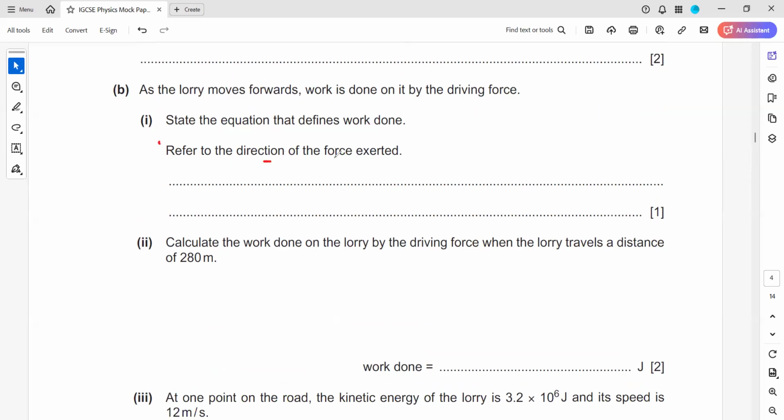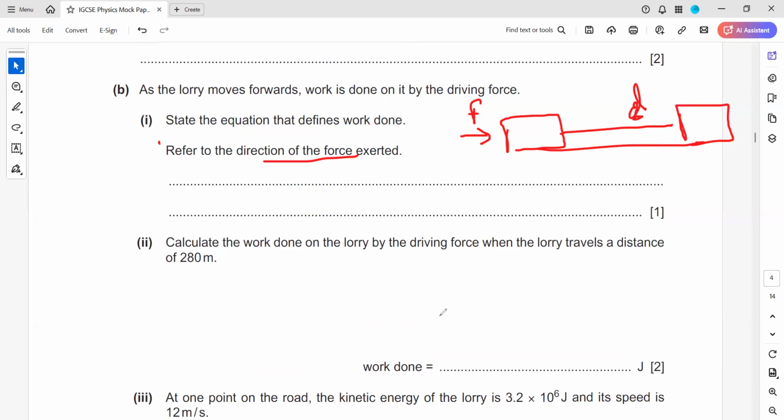So refer to the direction. Whenever we talk about work, it is a force and the distance parallel to the direction of the force, or same as the direction of the force. That is the actual definition.